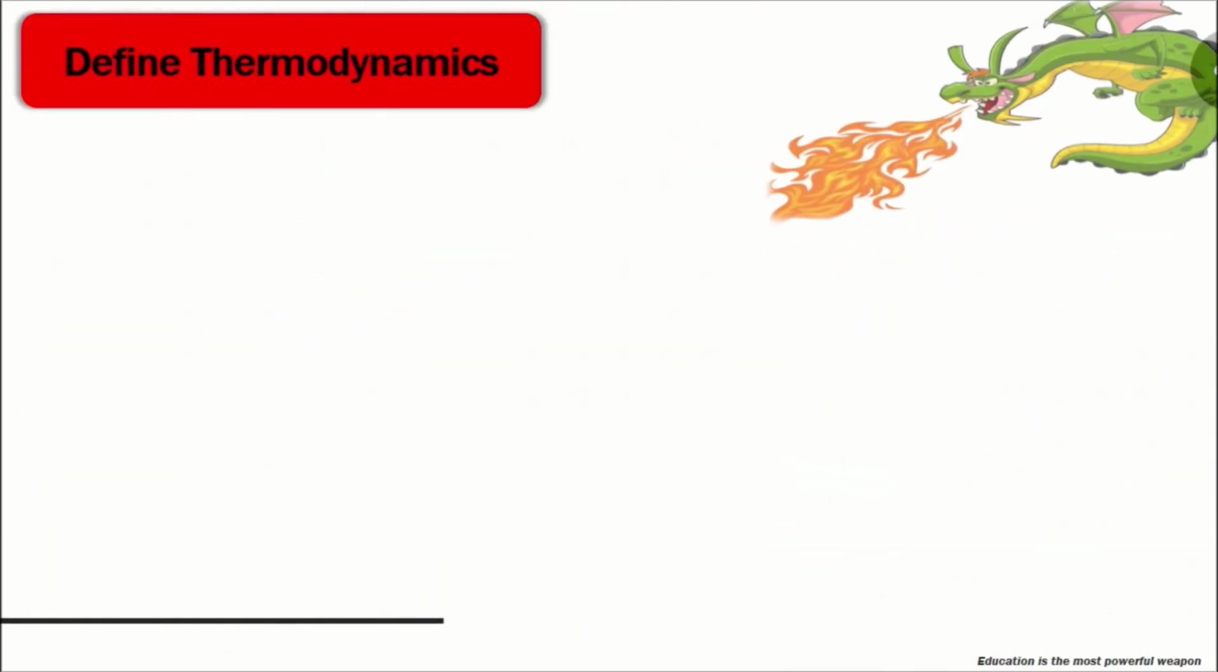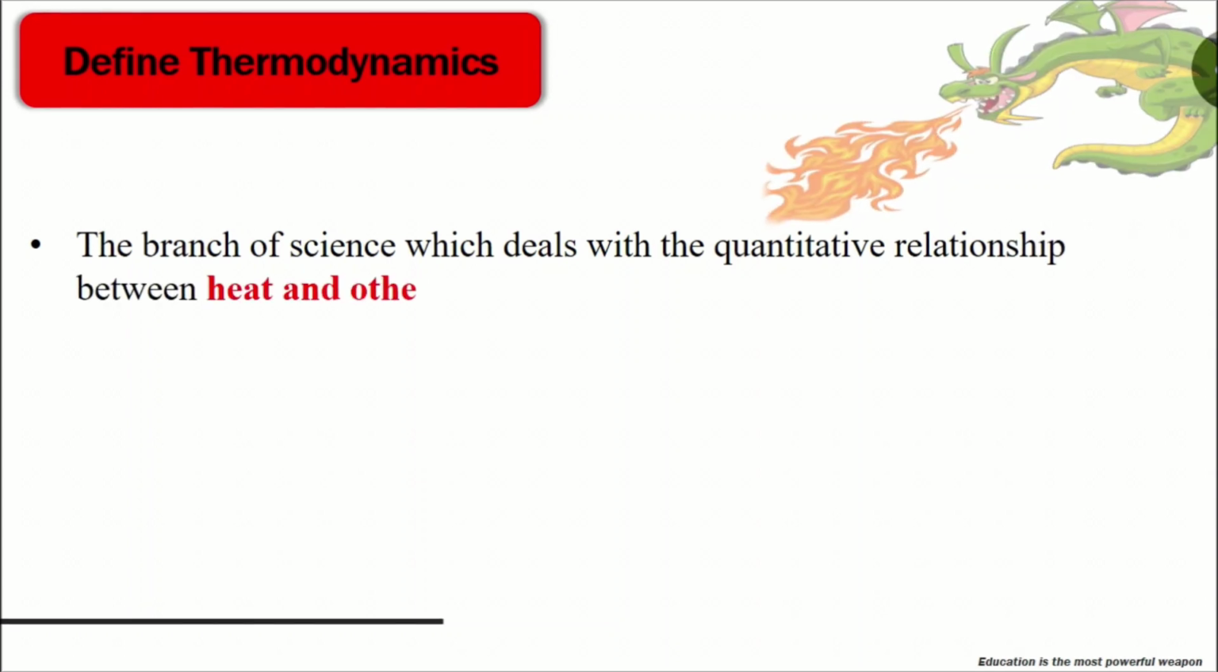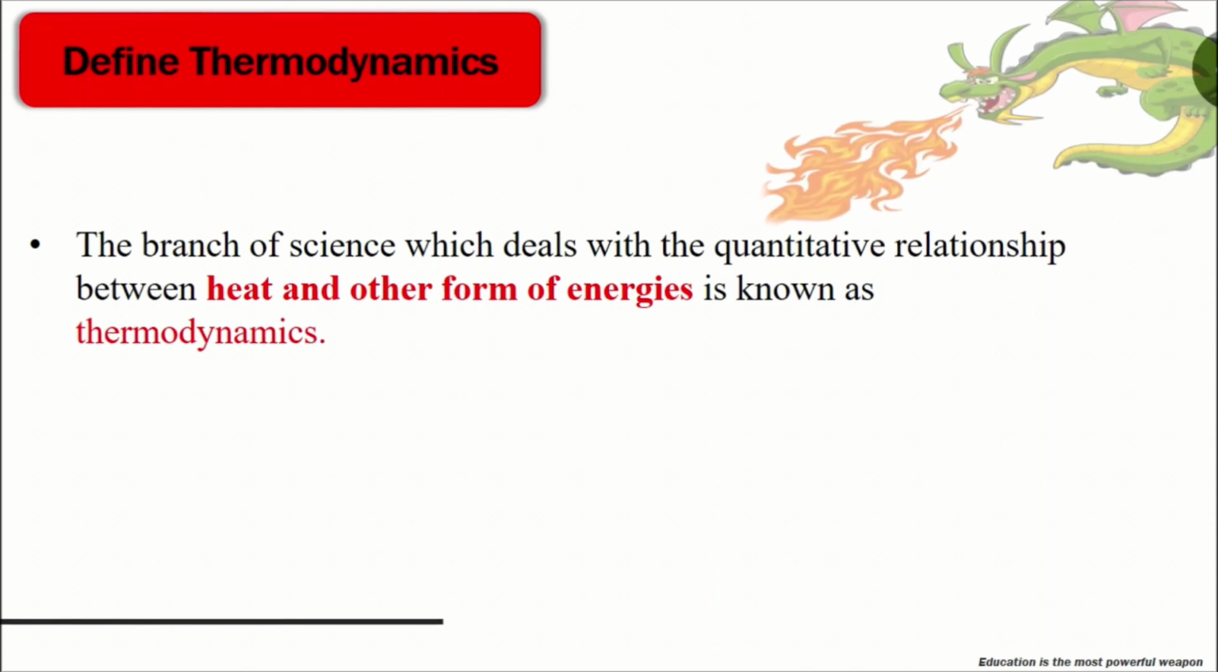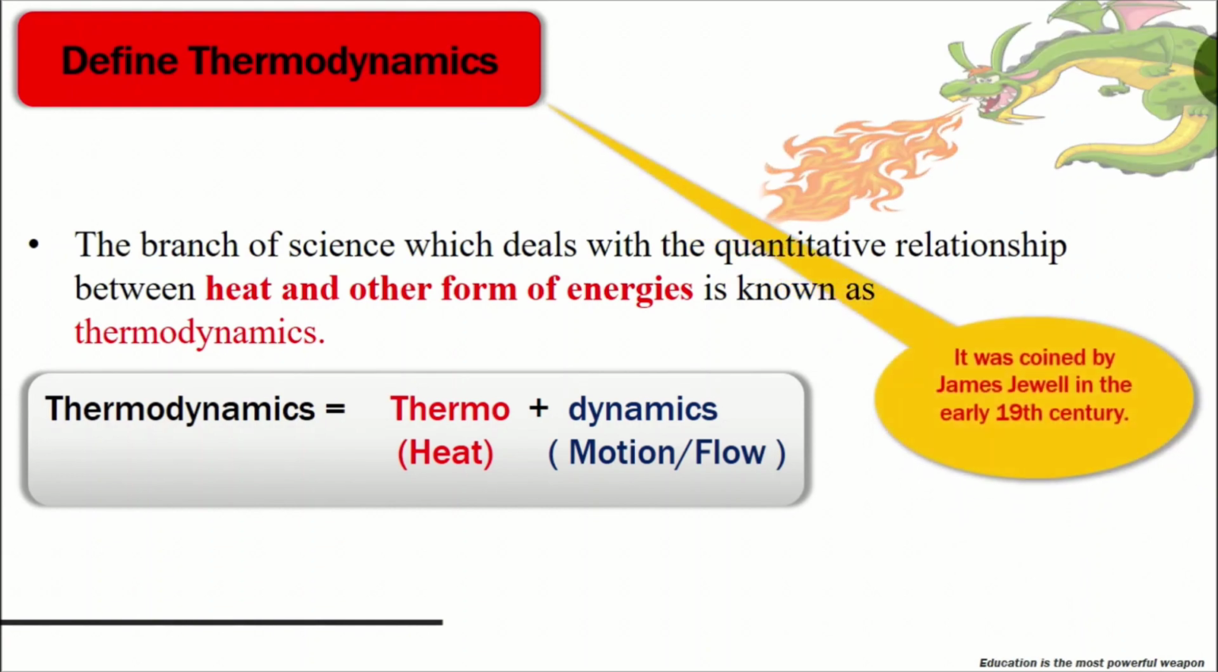Let's see the definition of thermodynamics. The branch of science which deals with the quantitative relationship between heat and other forms of energies is known as thermodynamics. The word thermodynamics comes from Greek. Thermo means heat and dynamics means flow or motion, meaning heat in motion, and it was coined by James Joule in the early 19th century.